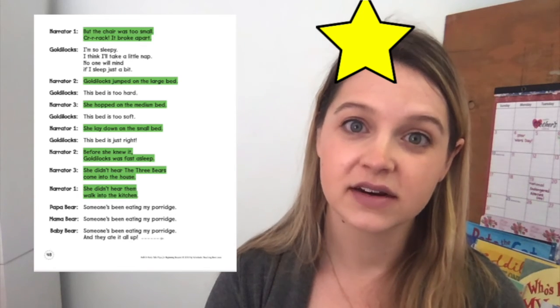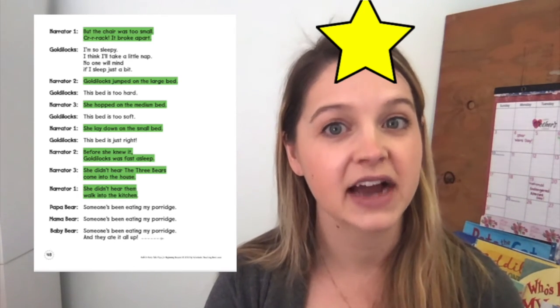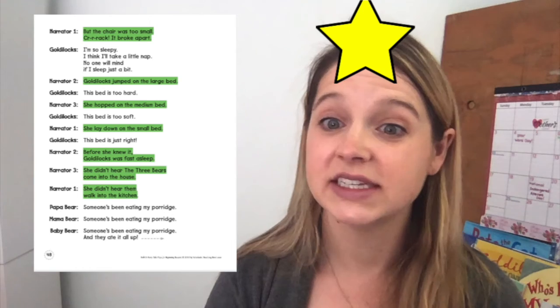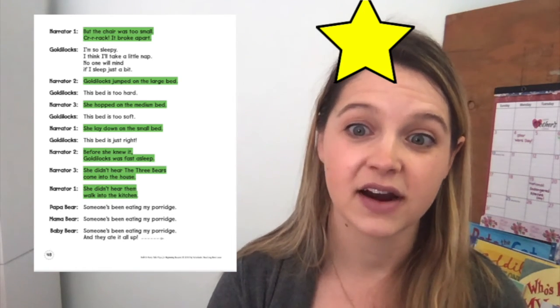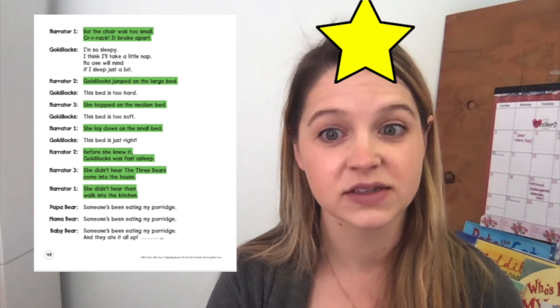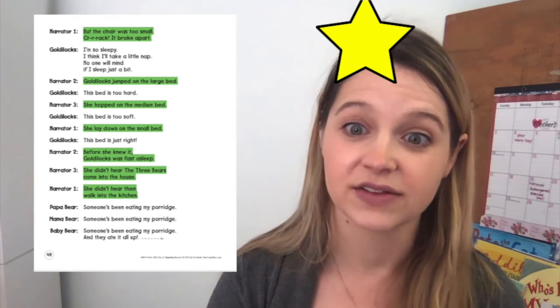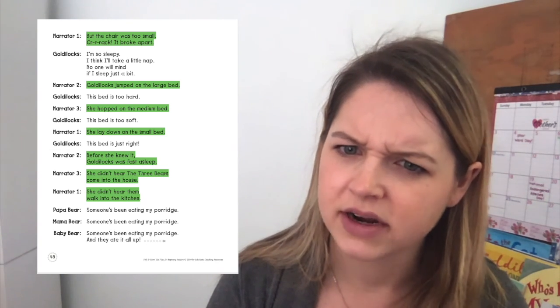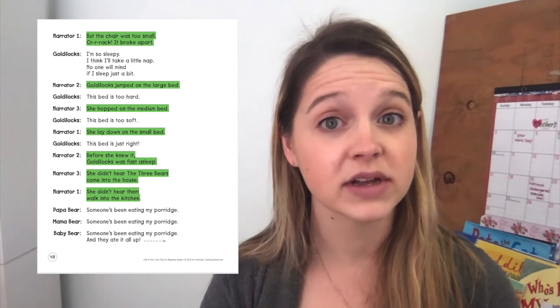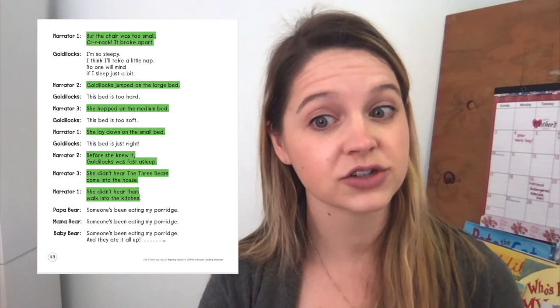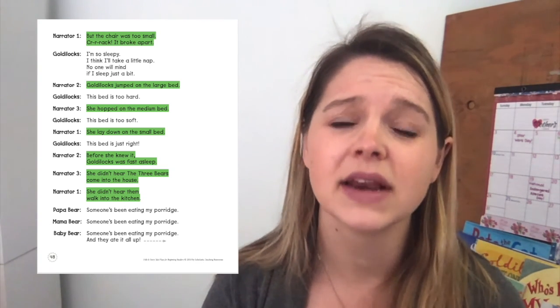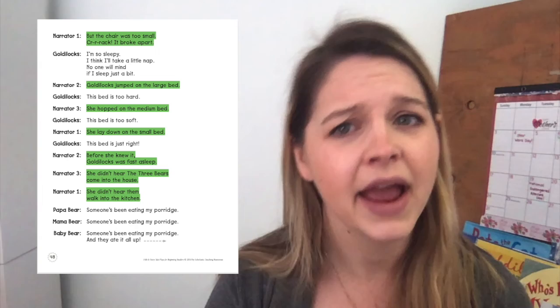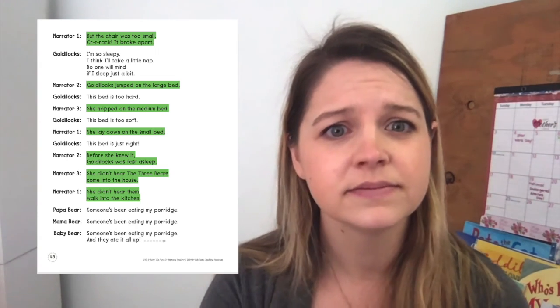Before she knew it, Goldilocks was fast asleep. She didn't hear the 3 bears come into the house. She didn't hear them walk into the kitchen. Someone's been eating my porridge. Someone's been eating my porridge. Someone's been eating my porridge, and they ate it all up.